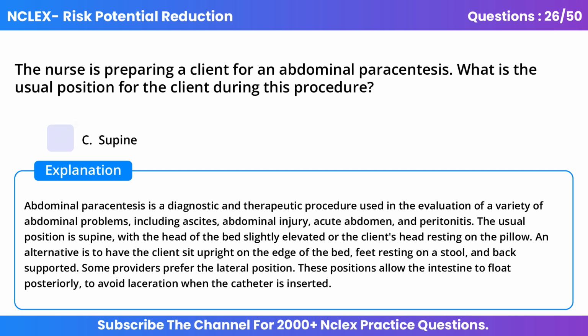Abdominal paracentesis is a diagnostic and therapeutic procedure used in the evaluation of a variety of abdominal problems, including ascites, abdominal injury, acute abdomen, and peritonitis. The usual position is supine, with the head of the bed slightly elevated or the client's head resting on a pillow. An alternative is to have the client sit upright on the edge of the bed, feet resting on a stool, and back supported. Some providers prefer the lateral position. These positions allow the intestine to float posteriorly, to avoid laceration when the catheter is inserted.